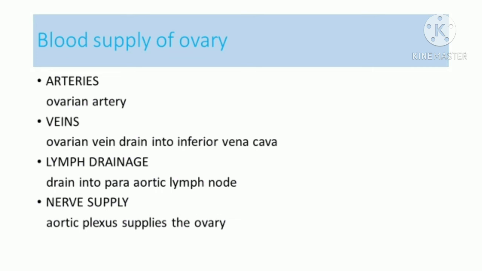Blood supply of ovary. Arteries: ovarian artery. Veins: the ovarian vein drains into the inferior vena cava. Lymph drainage: drains into para-aortic lymph nodes. Nerve supply: the aortic plexus supplies the ovary.